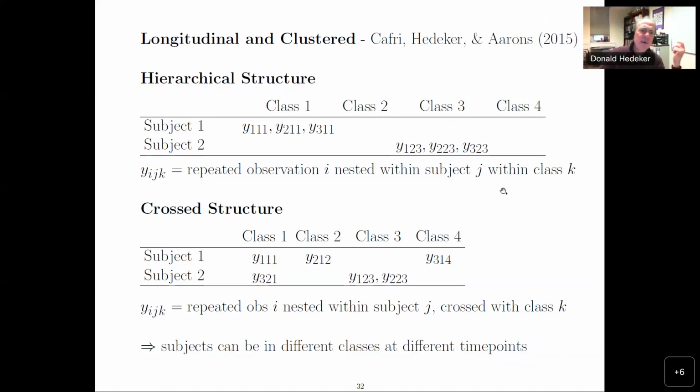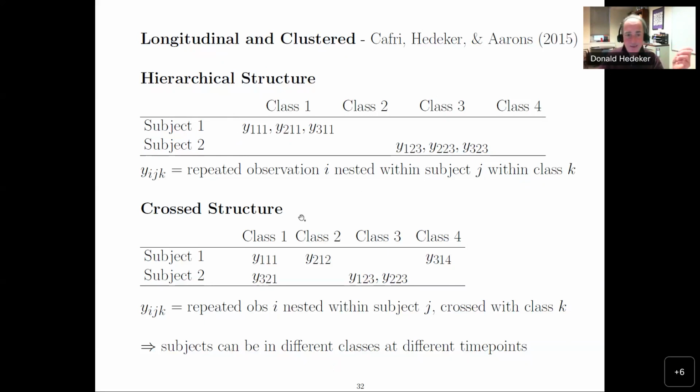So let me show you again what longitudinal and clustered looks like as we compare hierarchical to cross-structured. Okay. All right, so let's say we have a subject 1 who is measured 3 times. Okay, so here the syntax is IJK for observation I nested within subject J within class K. Okay, so this person, subject 1, stayed in the same class for all 3 measurements. And subject 2, likewise, stayed in the same class for all 3 measurements.